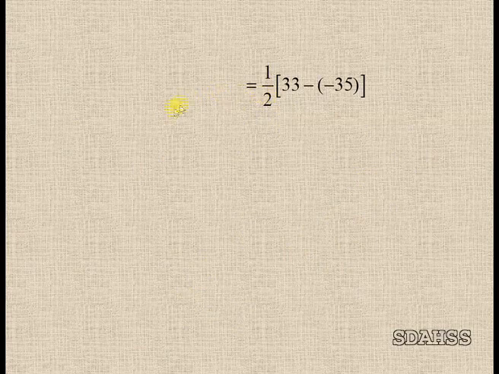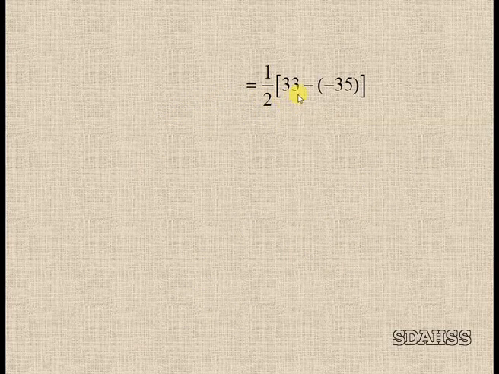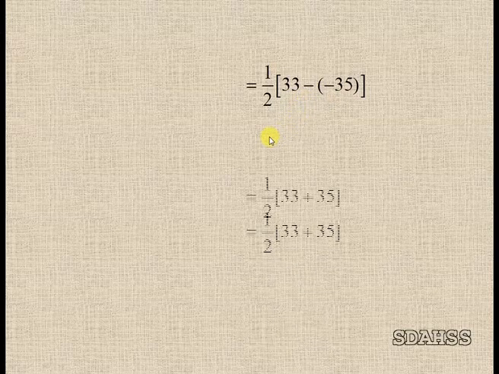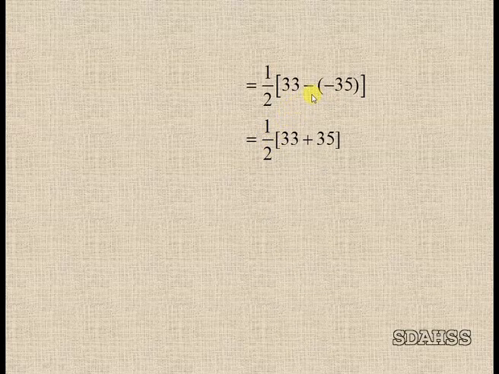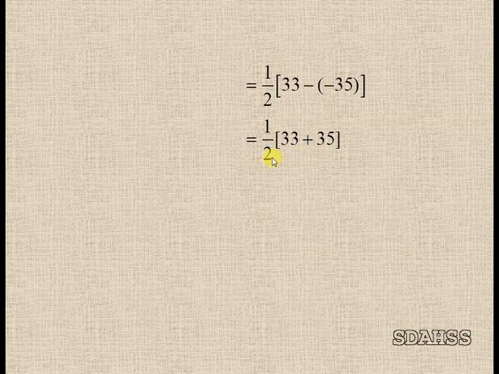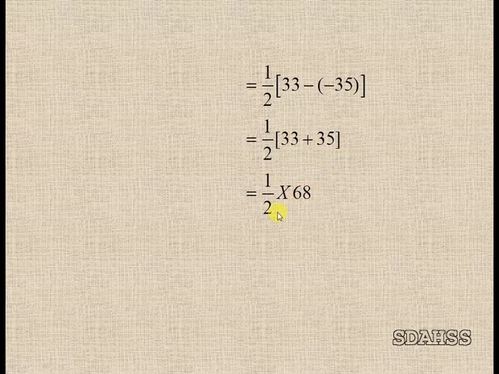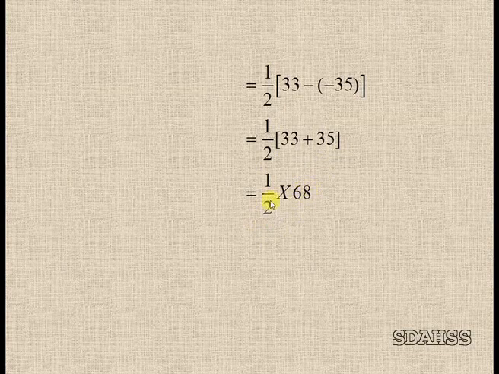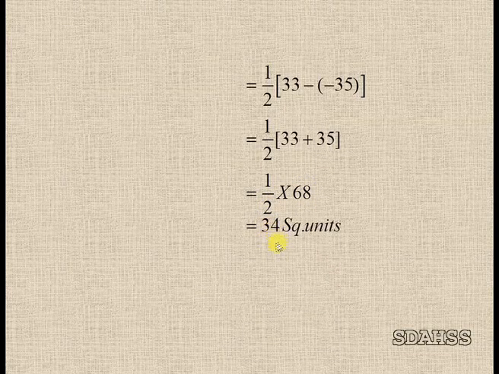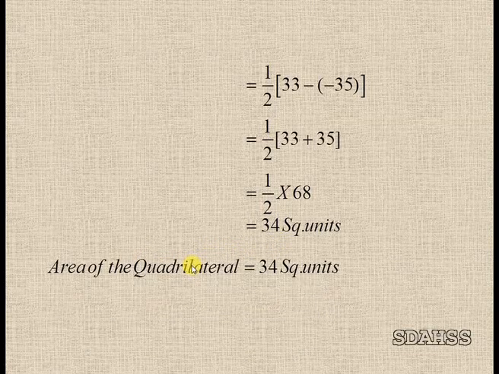Half into, after simplification you will get 33 minus of minus 35, which is half into 33 plus 35. Half of 33 plus 35 is 68. Cancel the numerator and denominator by 2, then you have 34 square units. So the area of the quadrilateral is 34 square units.